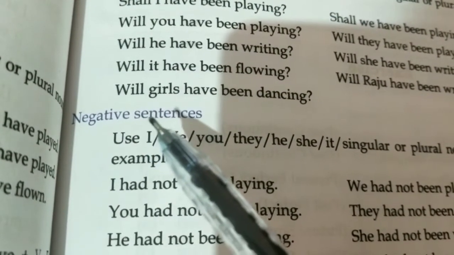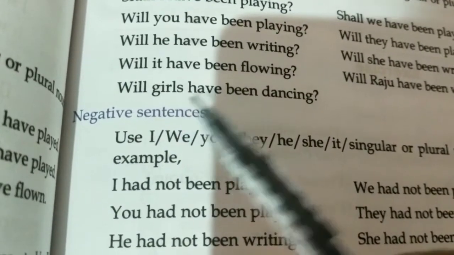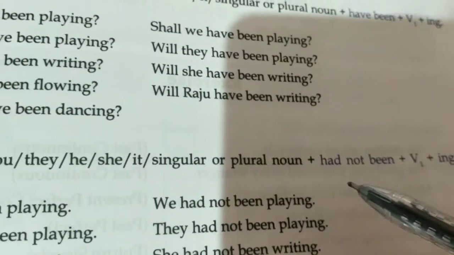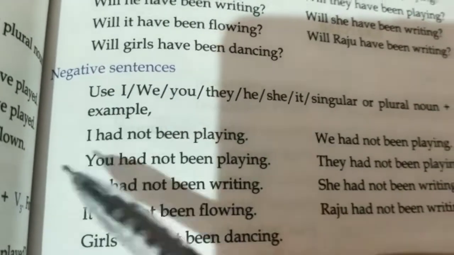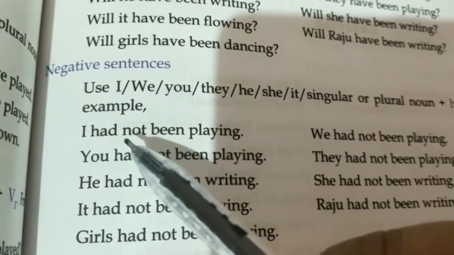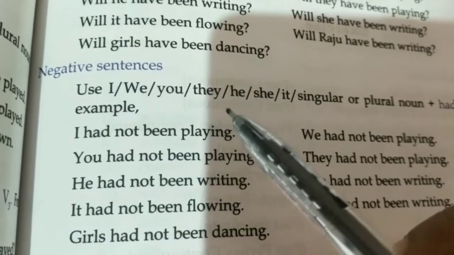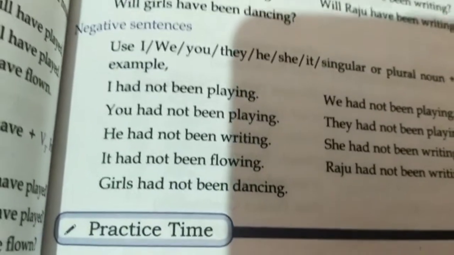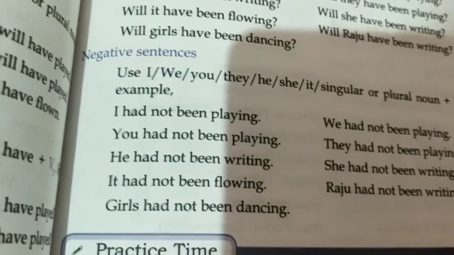For making negative sentences, we write not, but we write had not been, with V1 and ing form. Like I had not been playing. So I is the subject, had not we are using, then been we are adding, and V1 plus ing form. Okay. Now we'll see the uses of these tenses.